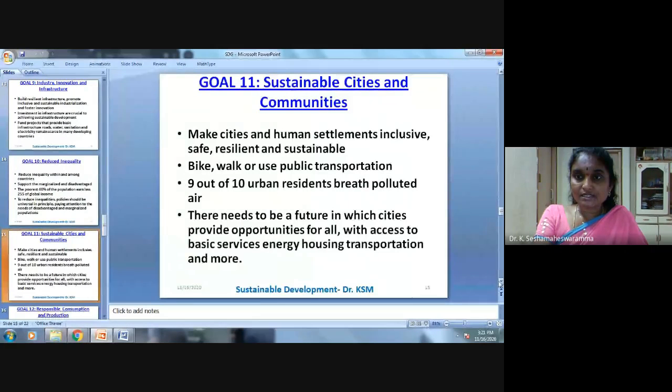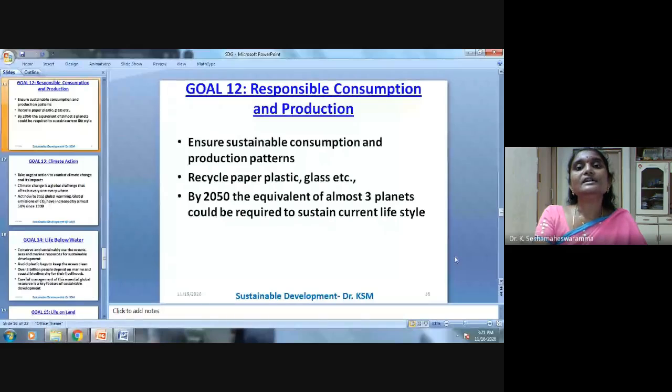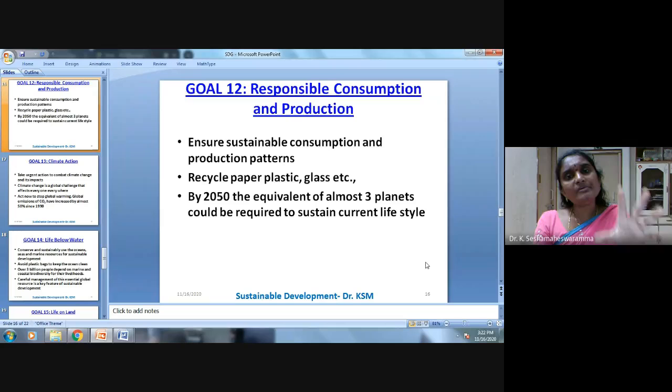Next, goal 12 is responsible consumption and production. This is a very important goal for the individual: ensure sustainable consumption. Whatever you are doing, whatever you are purchasing, whatever you are using, you have to think: is it required for us?